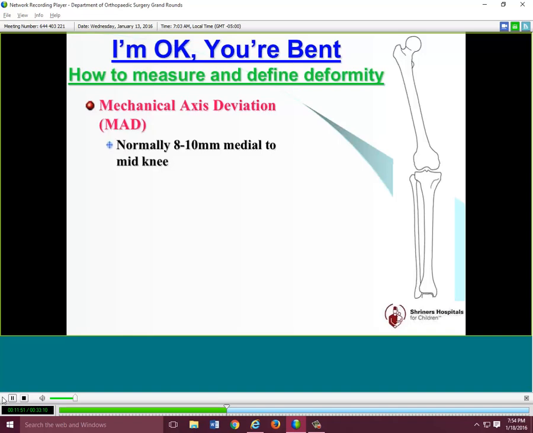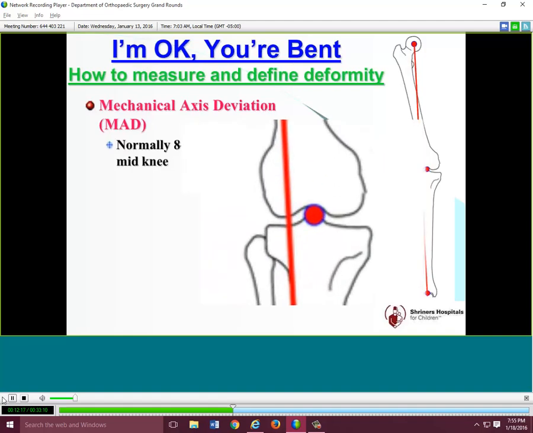So we can start off by looking first at our mechanical axis deviation. So normally the mechanical axis lies about 8 to 10 millimeters medial to the mid-knee, or essentially through the mid-knee and up to a little bit medial to it. You see on this child here, we draw a mechanical axis, and it lies quite far lateral to the middle of the knee. So that means, by definition, this person has valgus in their lower extremity. We don't know where it's coming from, so now we've got to figure that out.